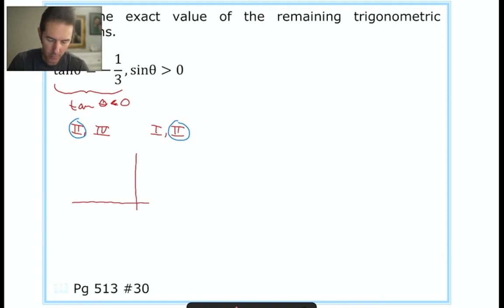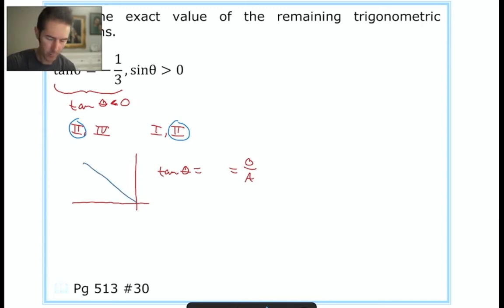So I know I'm in quadrant 2. I'm only going to draw quadrant 2. I also know that because I'm working with the tangent function, the tangent of theta is equal to negative 1/3, which is equal to opposite over adjacent. Now, if I'm in the second quadrant, my opposite side is going to be positive. Just watch this. Don't write this down.